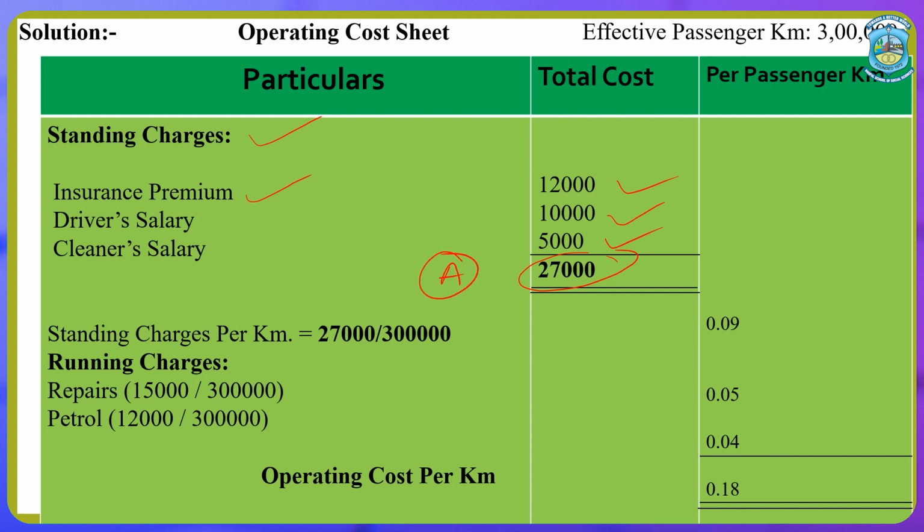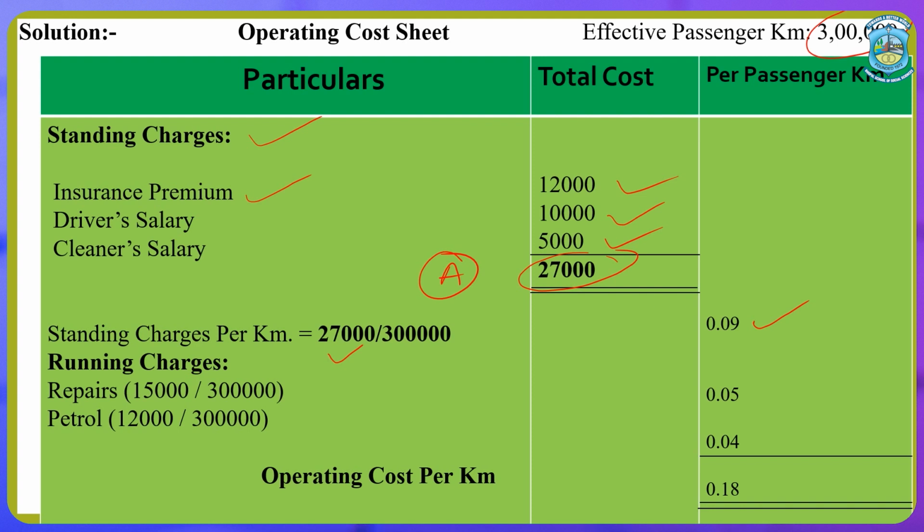Standing charges of rupees 27,000 divided by 3 lakh kilometers, which was the distance covered. We divide, and 0.90 paise will be the per passenger kilometer.